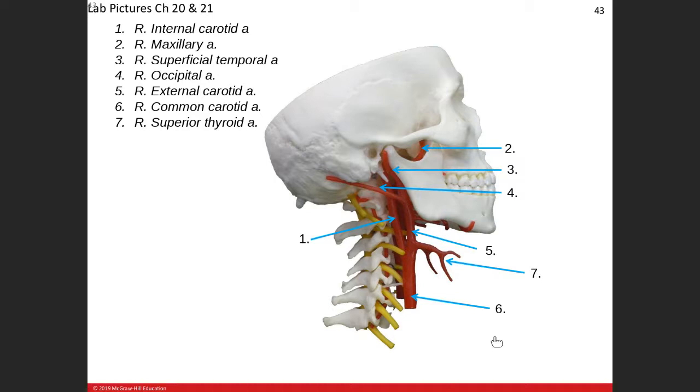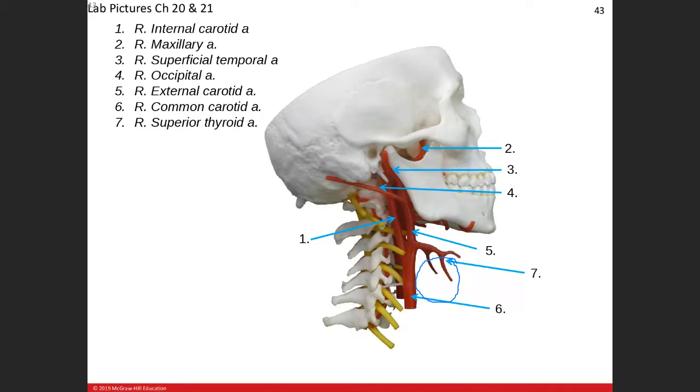Okay, so this first branch that comes off, you can see it's got these little branches going downwards. Right? That is going to be your right superior thyroid artery. Because your thyroid gland sits down here.